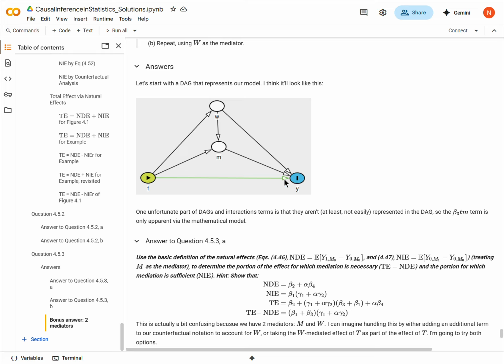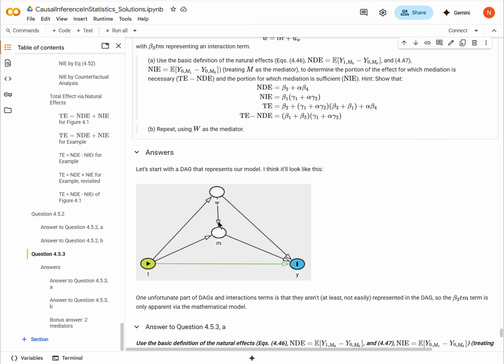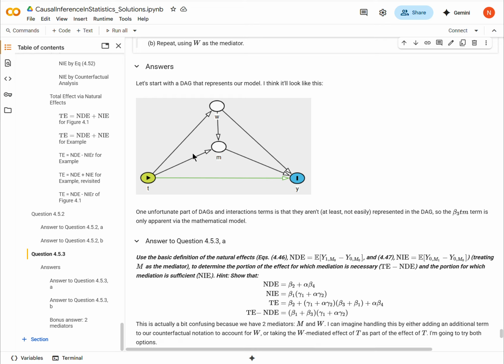Well, it would just be this green arrow right here, of course, right? And that's beta, whatever it was. It was beta 2, okay? Because these other two variables are being held constant, okay?